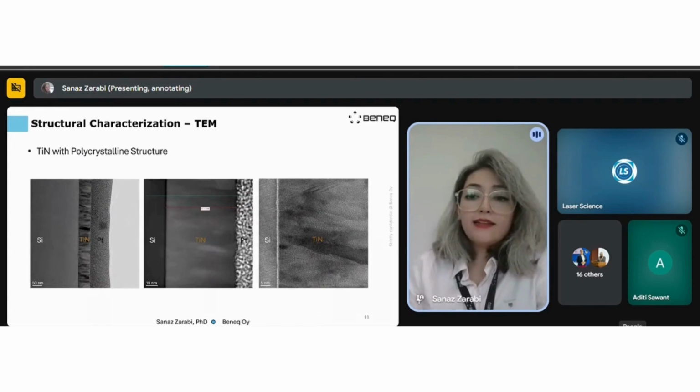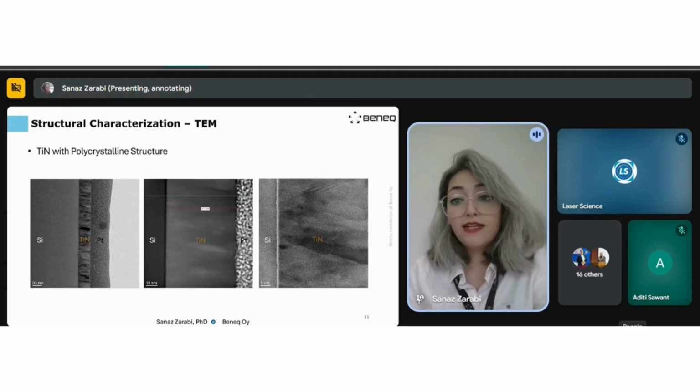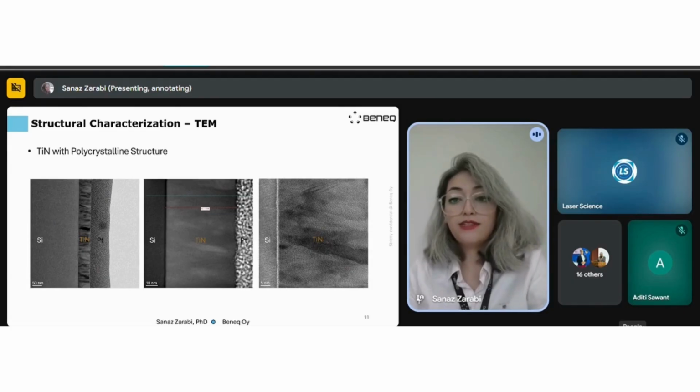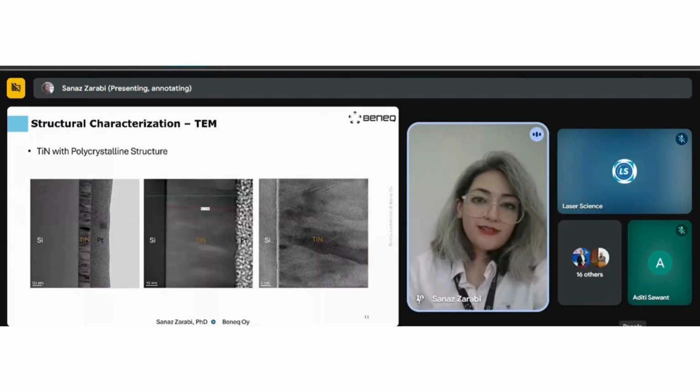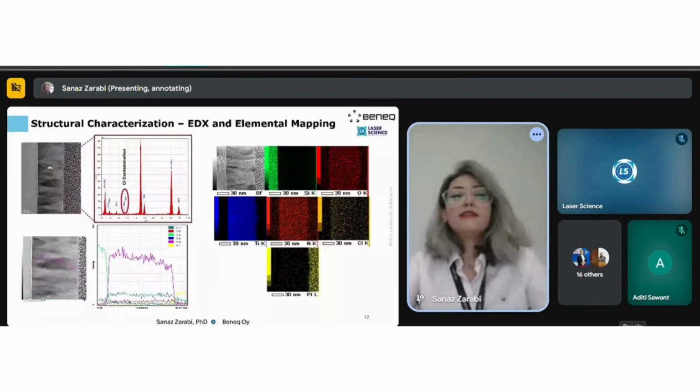Overall, the TEM analysis confirms that we successfully achieved uniform tin nitride deposition across the wafer with well-defined interfaces between the layers, validating the precision and repeatability of our ALD process.